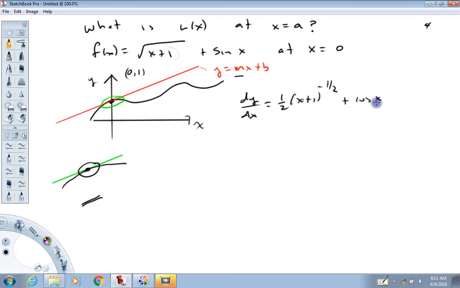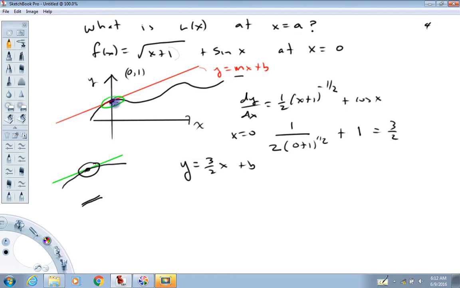Now I'm just going to evaluate this at x equals 0. At x equals 0, this is going to be 1 over 2 times (0 plus 1) to the 1/2. The minus sign puts this thing downstairs. Plus the cosine of 0, which is 1. And (0 plus 1) to the 1/2 is 1. So this is 1/2 plus 1, which is 3/2. So our tangent line, or our linearization, must look something like this: y equals 3/2 x plus b.